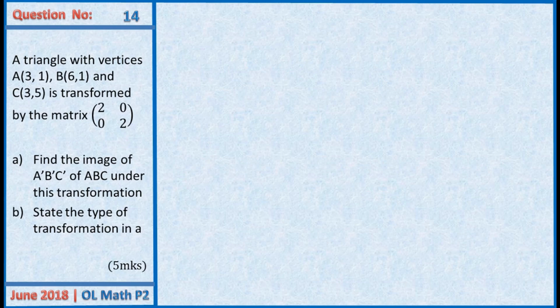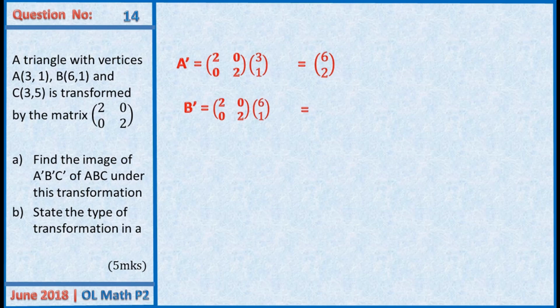Question 14. A triangle with vertices A(3, 1), B(6, 1) and C(3, 5) is transformed by the matrix (2, 0; 0, 2). Find the images of A, B and C under this transformation. First thing to note is that this type of transformation, (2, 0; 0, 2), is an enlargement. So A prime will be equal to, take this transformation matrix and multiply each of the points with it. So you have (2, 0; 0, 2) times (3, 1), giving us (6, 2). For B, we have (2, 0; 0, 2) times (6, 1), giving us (12, 2). For C prime, (2, 0; 0, 2) times (3, 5), the image should be equal to (6, 10).